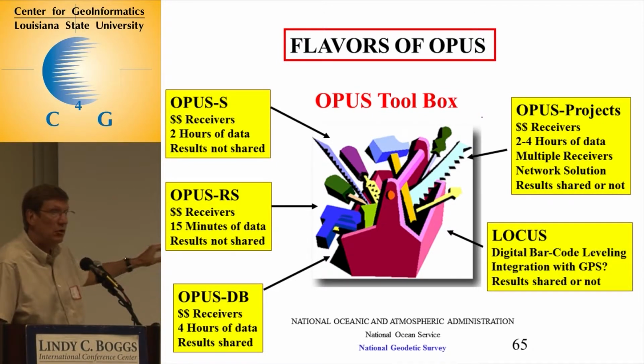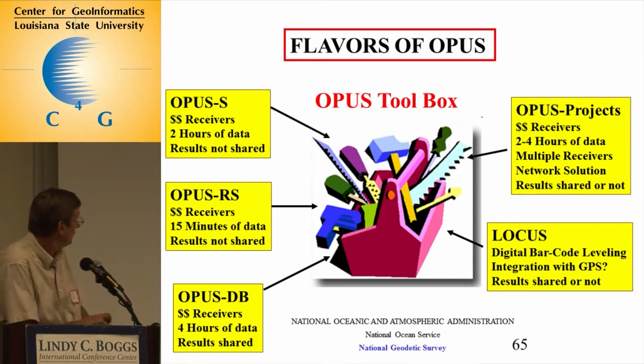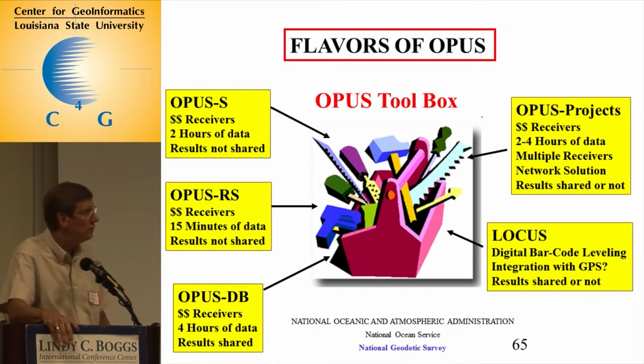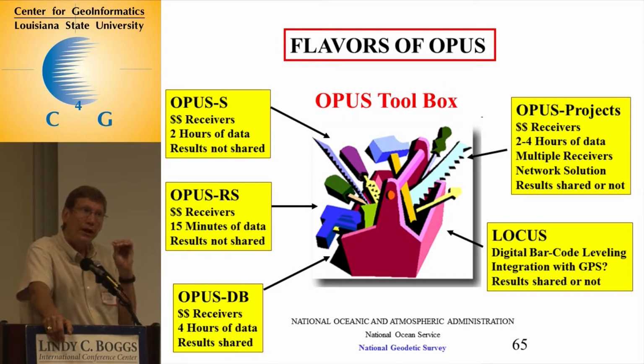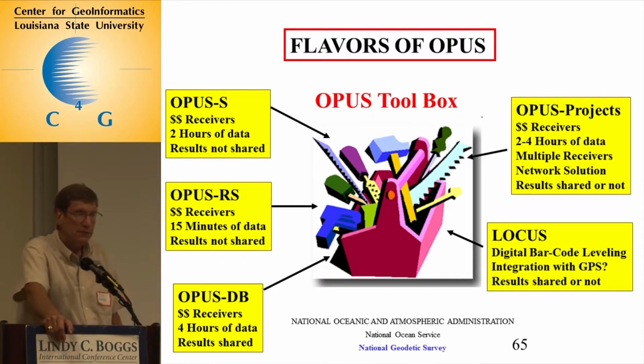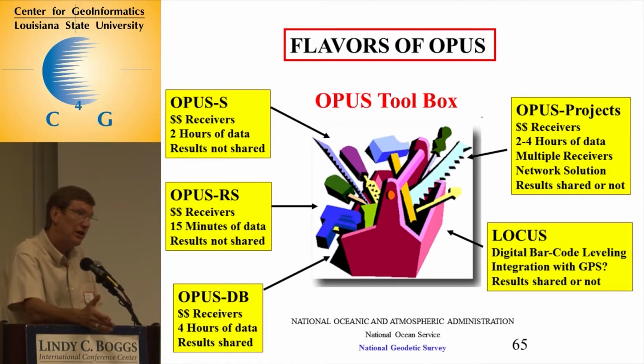All of these OPUS tools, the toolbox for positioning, and even this LOCUS, digital barcode leveling, you're still going to need to do some leveling. You are going to have to do some leveling. There's no doubt about it. You're going to need some local differences. Right now, if you do leveling, you need to apply corrections. You need to get it into the NAVD88. And that's not an easy task to do unless you process it through NGS's software and get it into their database, because you need to compute Helmert orthometric heights.